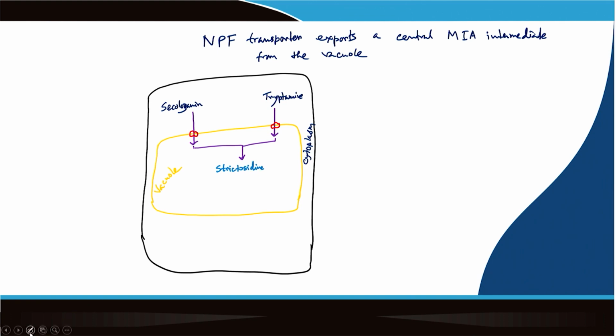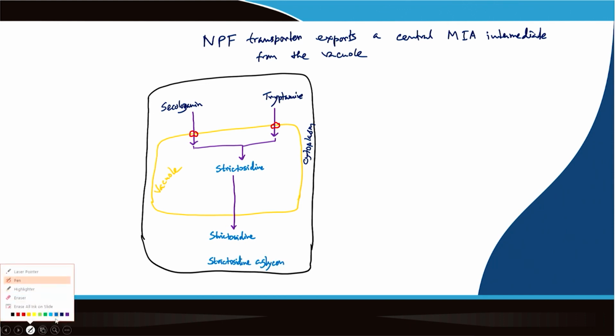Okay. This strictosidine, once it is produced, will be transported out from the vacuole into the cytosol, where it will undergo detachment of the glucose, leading to the formation of strictosidine aglycone, which will be subsequently utilized for running multiple pathways leading to terpene indole alkaloids. So, these all we know.